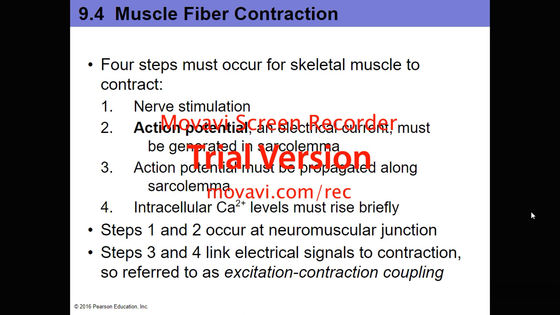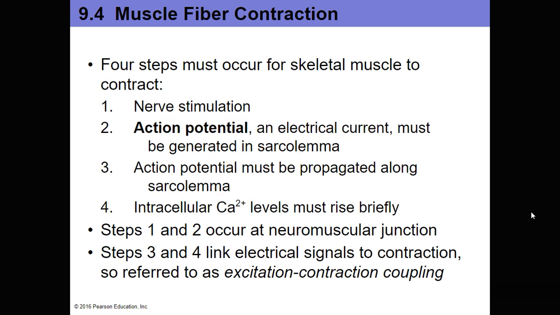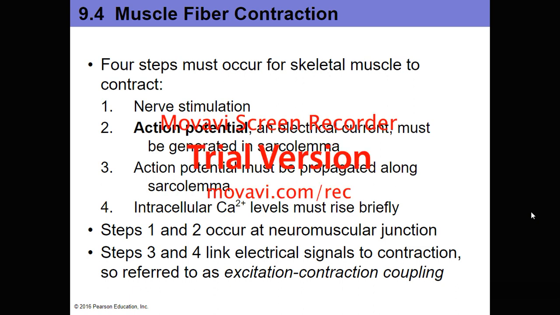So first, there has to be nerve stimulation. Remember, skeletal muscle is voluntary, so it needs nerve stimulation to happen. And this nerve stimulation is going to occur by an action potential traveling from a motor neuron all the way down to a neuromuscular junction.